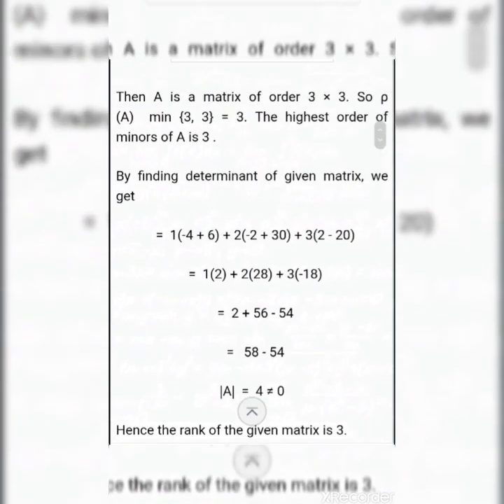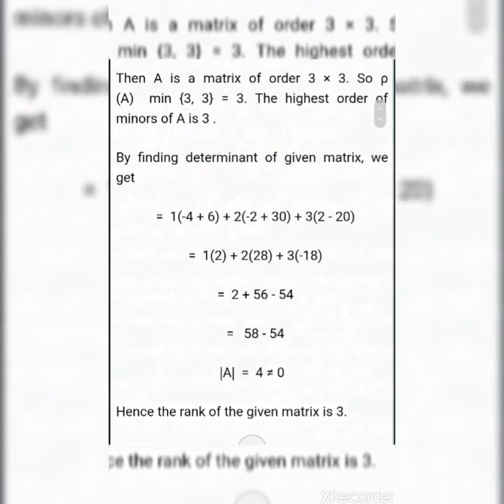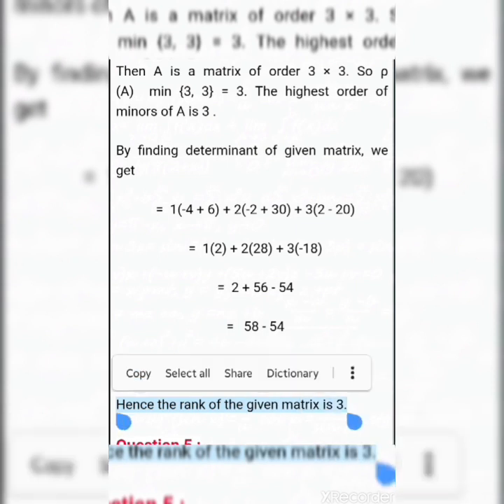So this is a matrix of order 3. The determinant value is not equal to 0. So the rank of the matrix is 3. Hence the rank of the given matrix is 3.